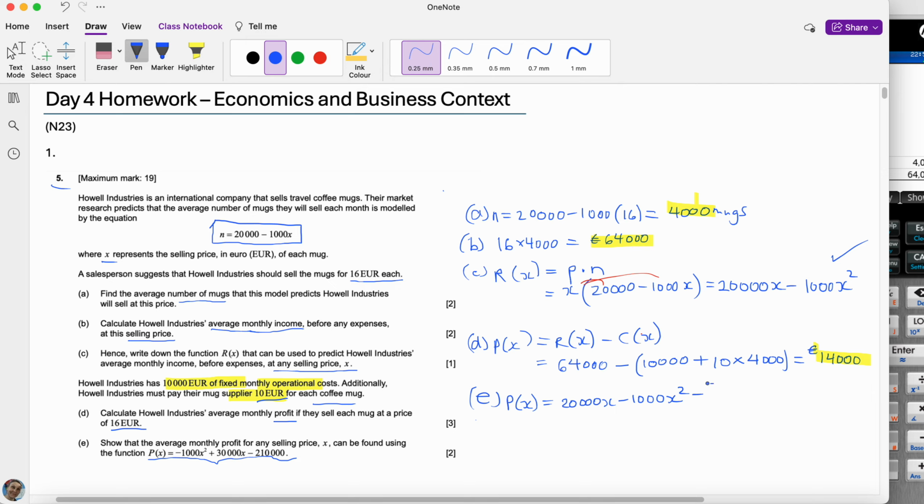And now we are going to have our costs. We're still going to have our fixed cost, 10,000. And then we're also going to have our variable cost. This is a little bit tricky. You still have to pay the supplier 10 euro. And how many mugs are you going to produce? Well, it's going to depend on the price that you're charging. So this is going to end up being your cost.